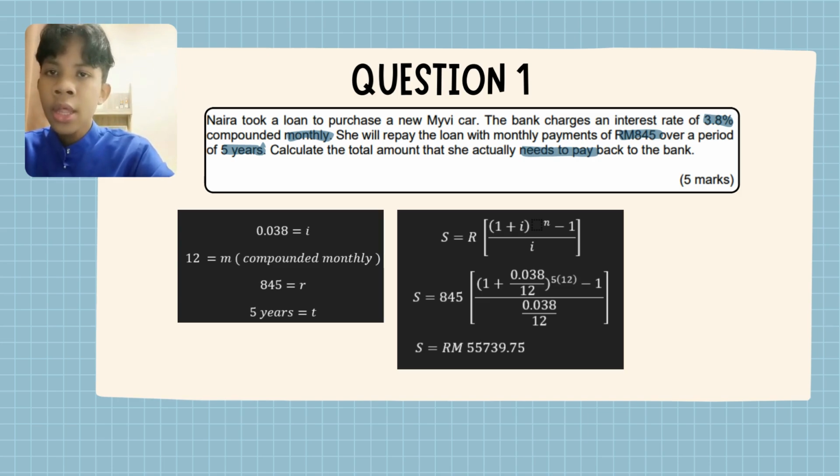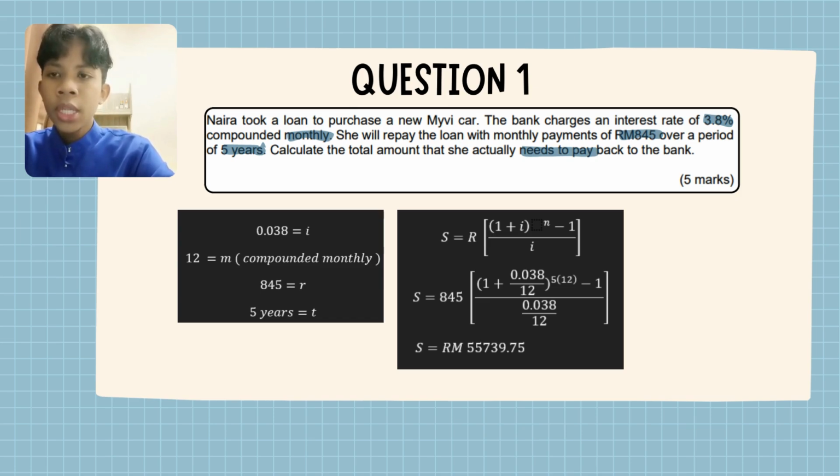Our key is I equal 0.038. Compounded monthly is M, which is 12. 845 is R, and 5 years is T. We will use the formula S equal R multiplied by the fraction, in the numerator of the fraction, open bracket, 1 plus I, close bracket, raised to the power of N minus 1, in the denominator of the fraction is I.